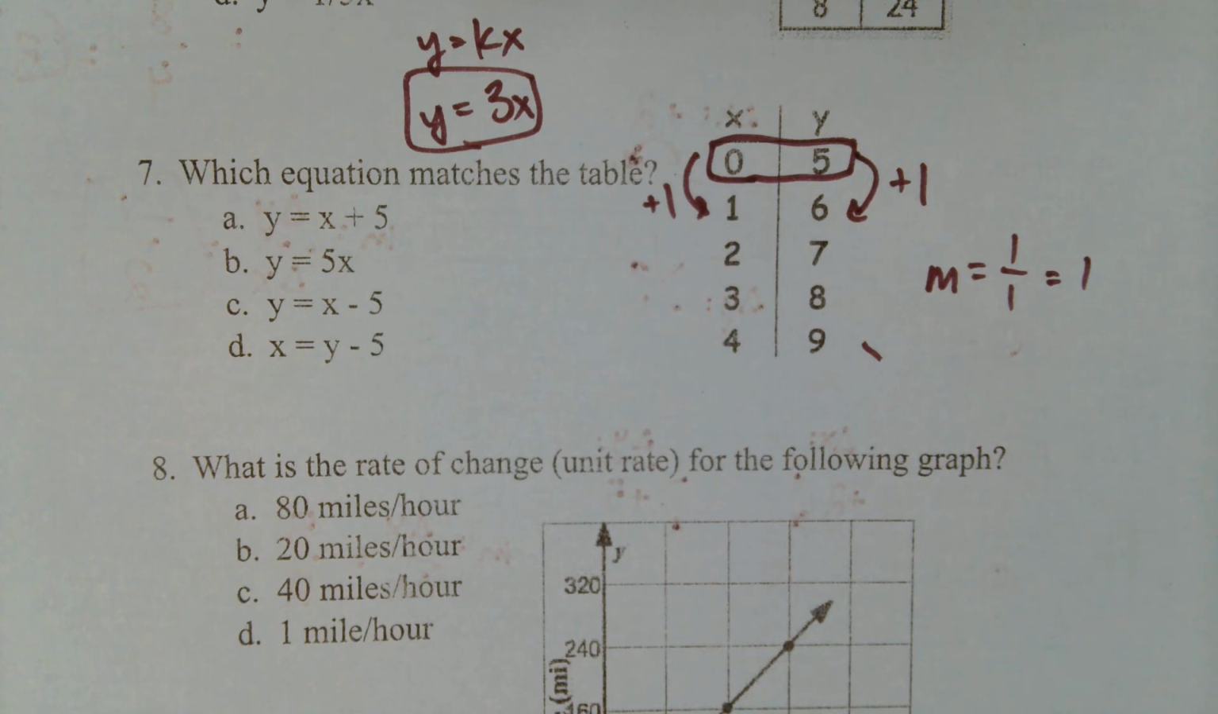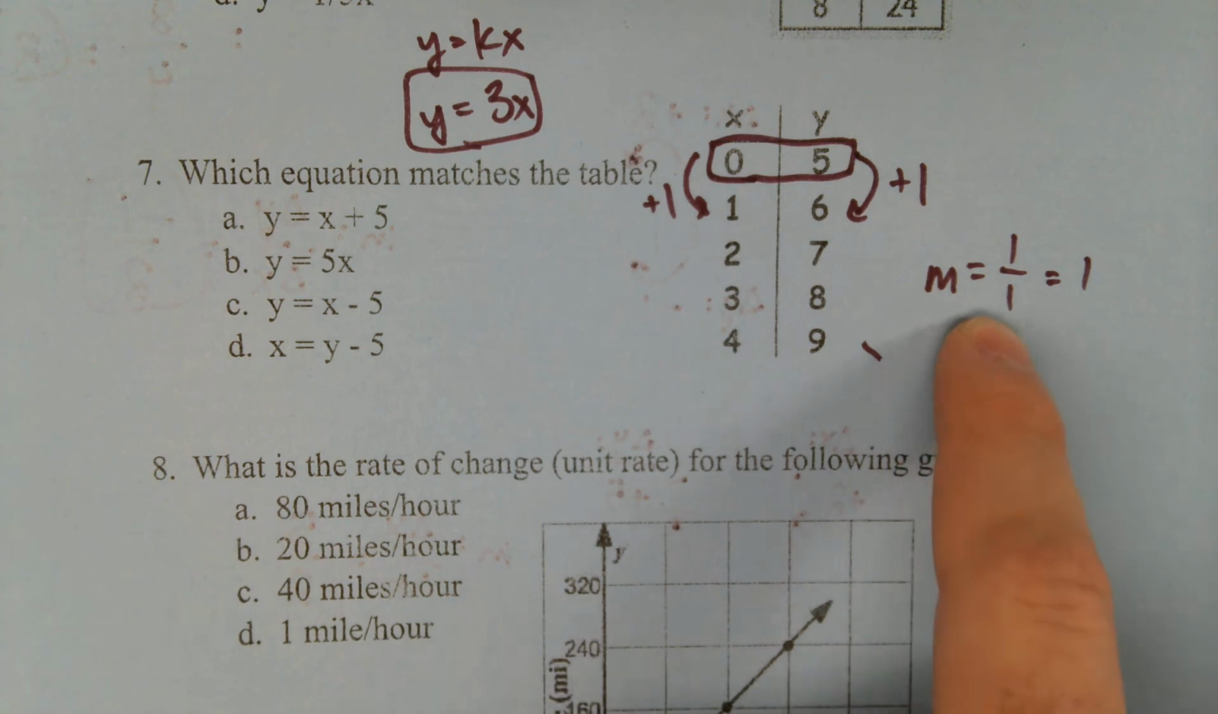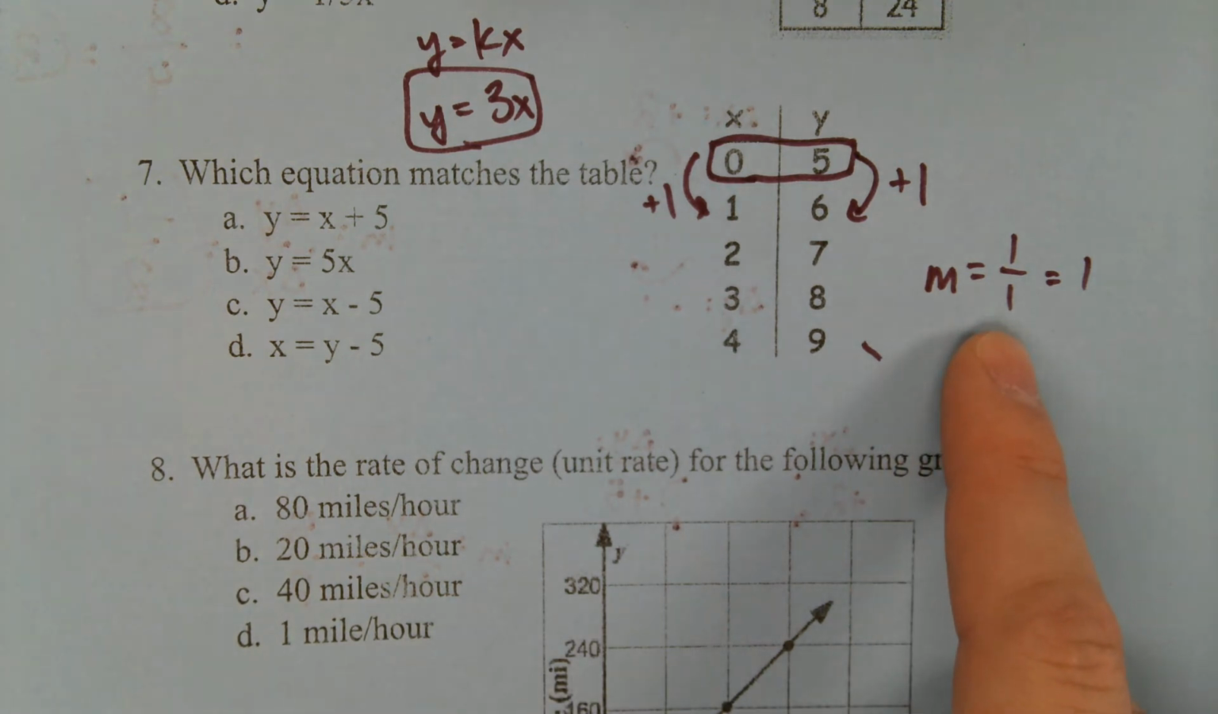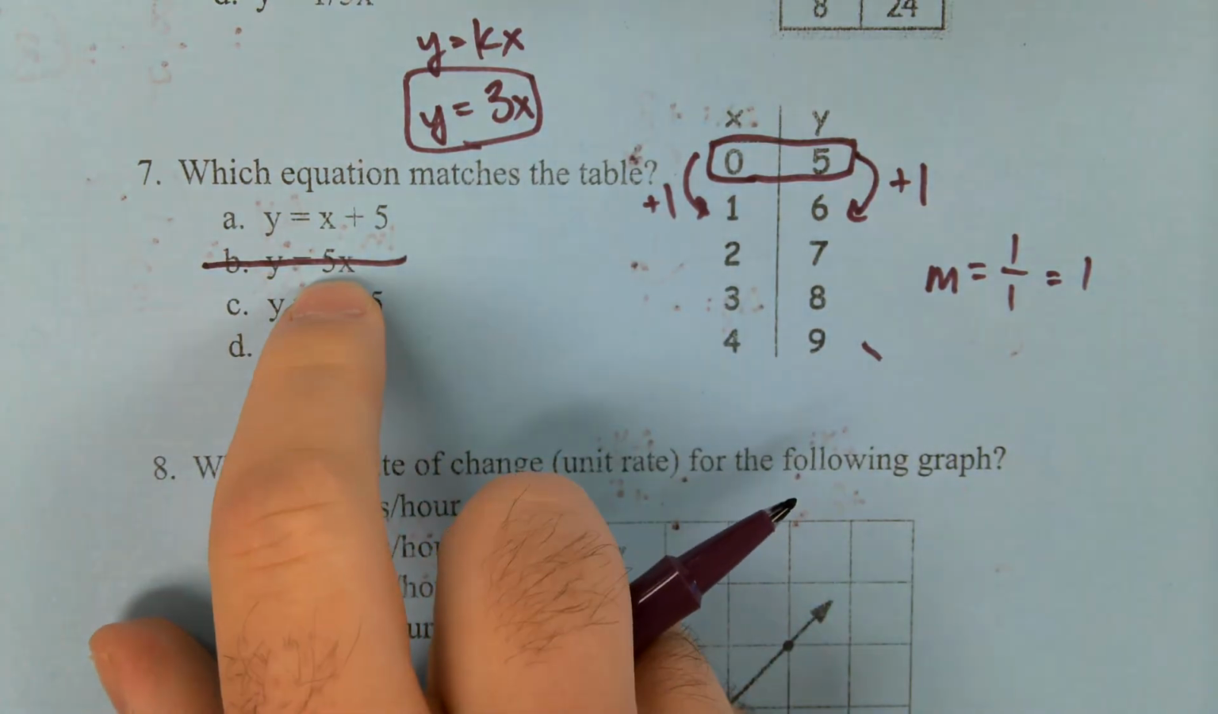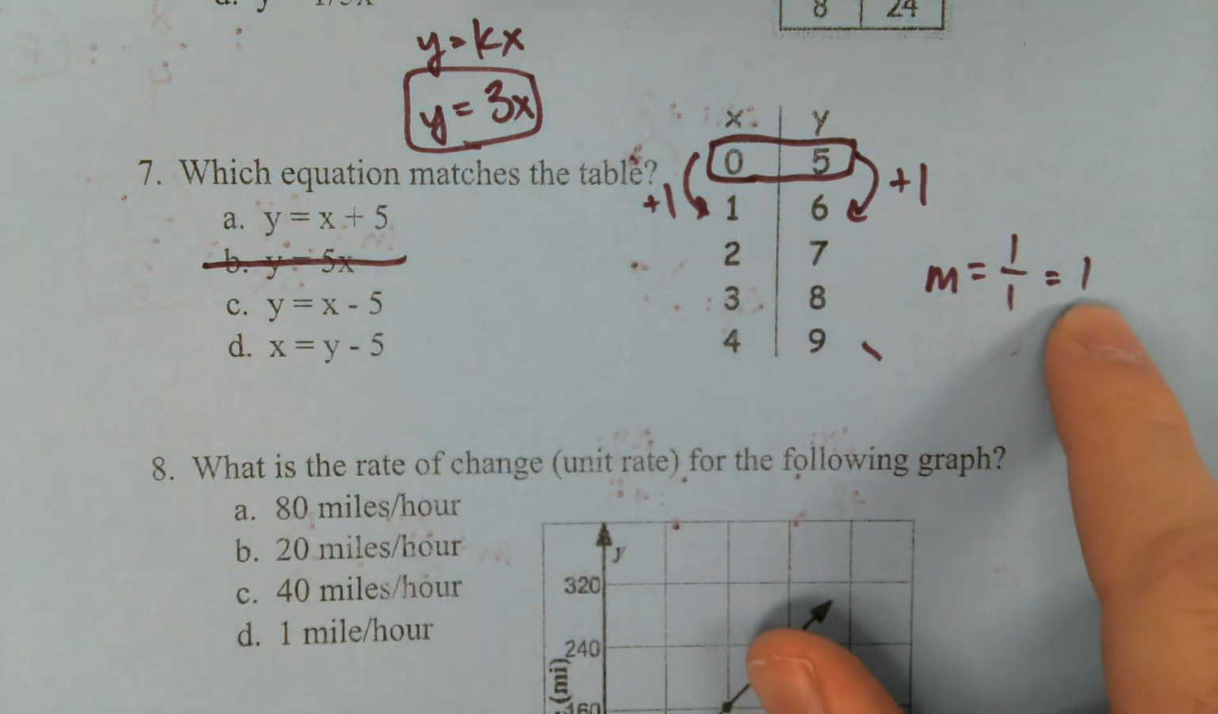Are there any answer choices we can cross out right away now that we know that our slope is equal to 1? Which answer choice can we cross out? We can cross out y equals 5x. Yeah, we can cross out this one, y equals 5x. Our slope's not 5. Our slope is 1.